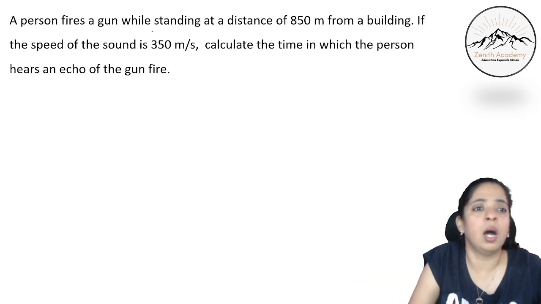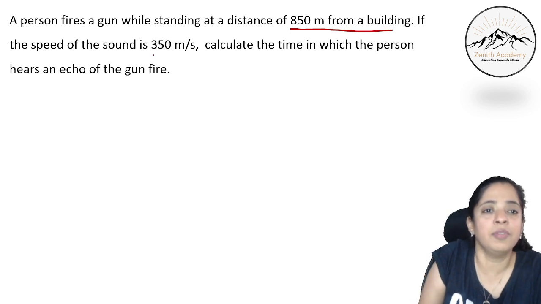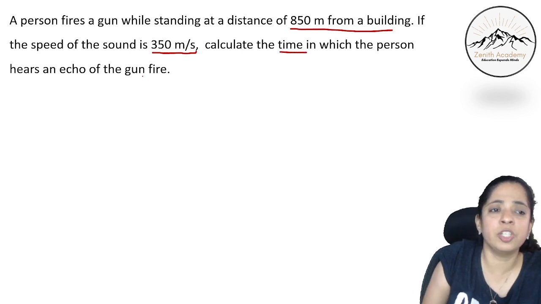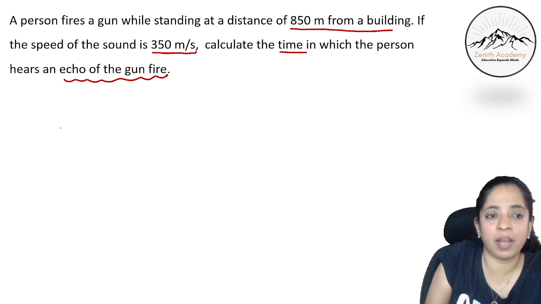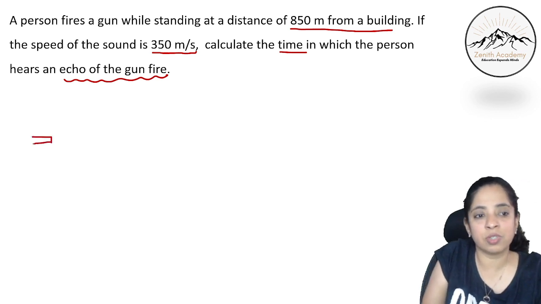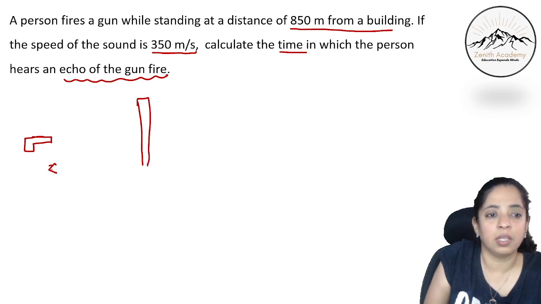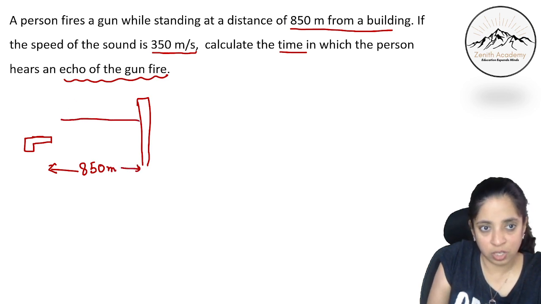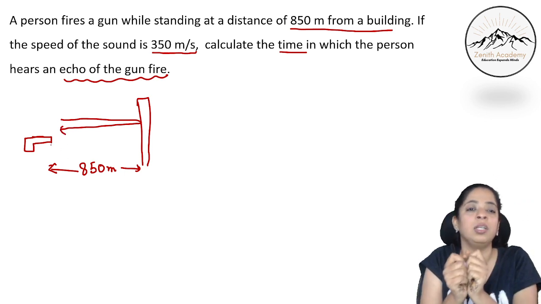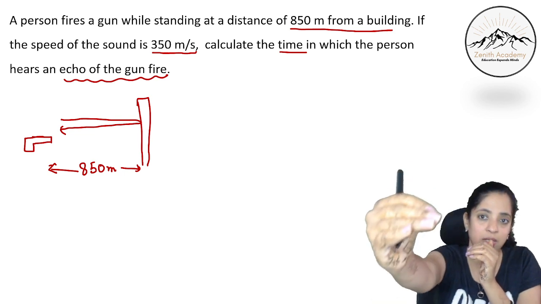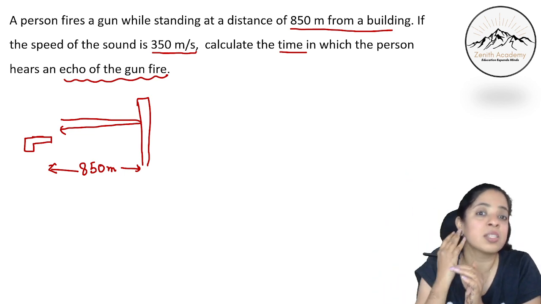Let's go ahead. A person fires a gun while standing at a distance of 850 meter from a building. If the speed of sound is 350 meter per second, calculate the time in which the person hears an echo of the gunfire, right? So the gun is here, okay? This is building, the distance is 850 meter, the gun shot has gone here and the sound has come back. So when he fires a gun, there's a sound, the sound travels, goes to the building and comes back, and he hears the echo.